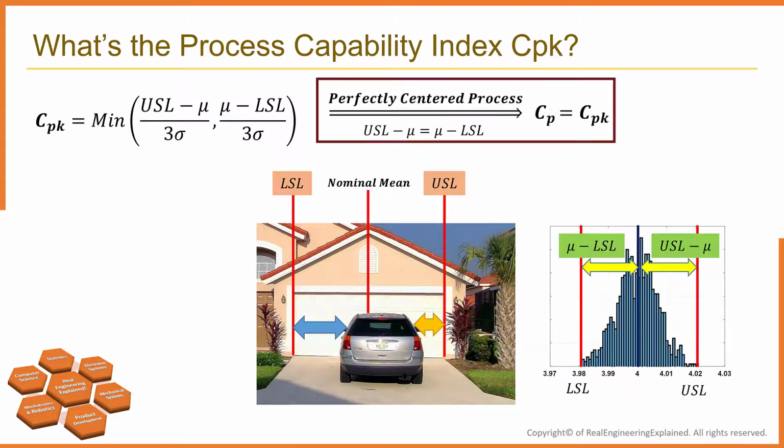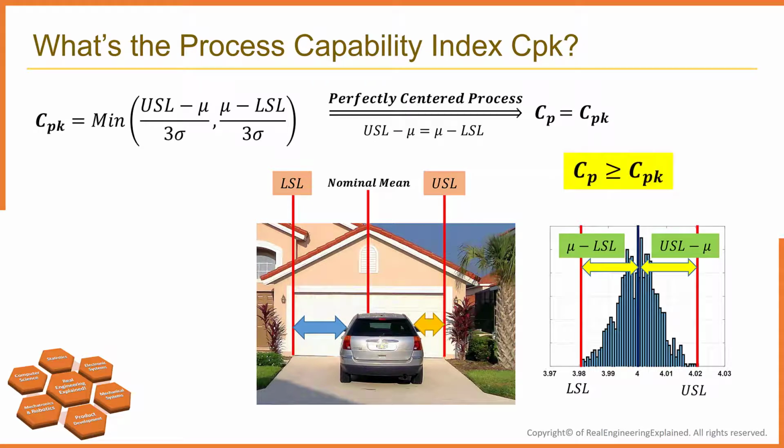For a perfectly centered process, the upper specification limit minus mu will be equal to mu minus the lower specification limit, and then CP would be equal to CPK. Other than that, the CP is always more than the CPK.